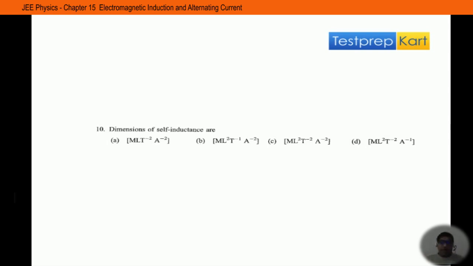Next is dimensional formula of self-inductance. Okay, so there are many ways to calculate the dimensional formula. Let's find out easiest way. That we know what is potential. Electric potential in magnitude is product of electric field and distance. Okay, and electric field is force per unit charge into the distance. Okay, and we are familiar with dimension of force, that is MLT minus 2.